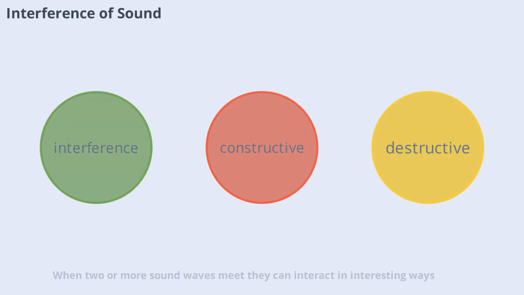When two or more sound waves meet, they can interact in interesting ways. If the waves line up perfectly, they combine to make a louder sound. This is called constructive interference. If they're out of sync, they can cancel each other out, making the sound quieter or even silent. This is destructive interference. These effects are important in music, acoustics, and even noise-canceling headphones.